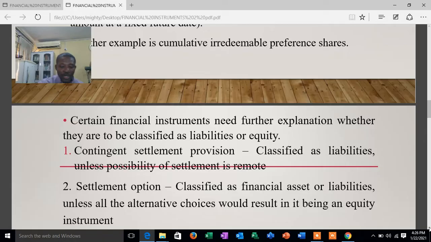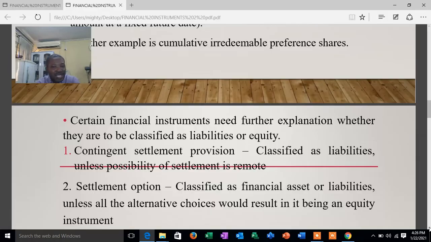So that is that. Then number two, we talk about settlement option. When a derivative financial instrument gives one party a choice over how it wants to be settled, whether through cash or through issue of shares, then you classify that as a financial asset or financial liability. The only thing that will make you classify it as an equity instrument is when all alternative choices will result in that.